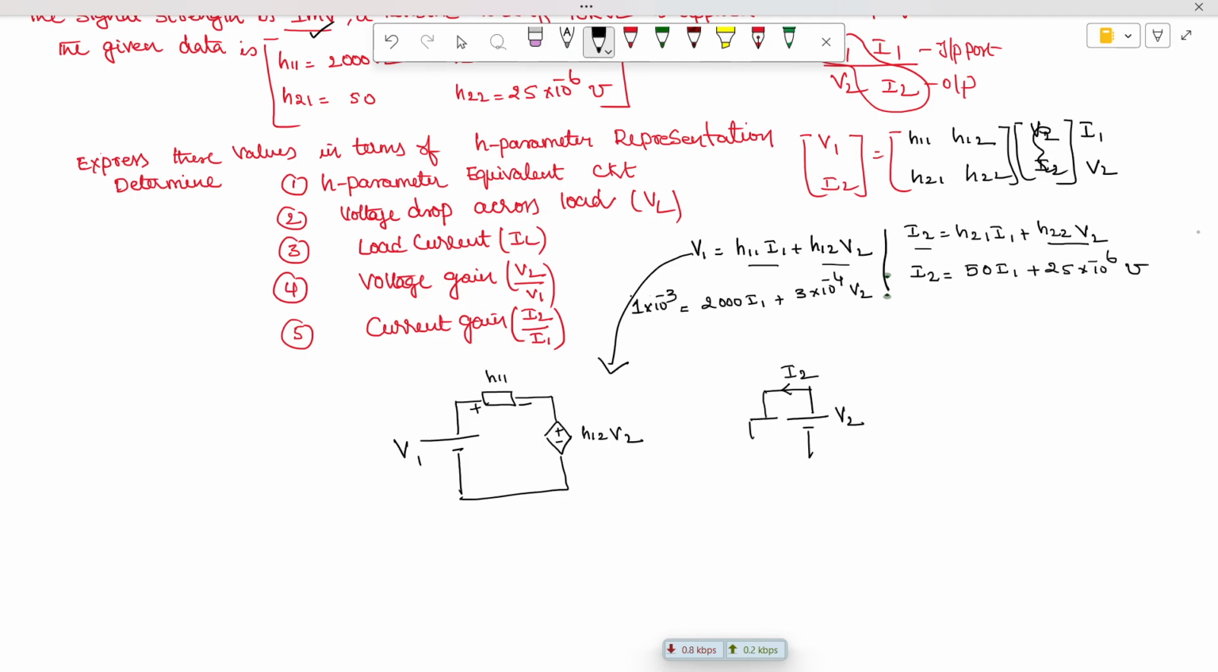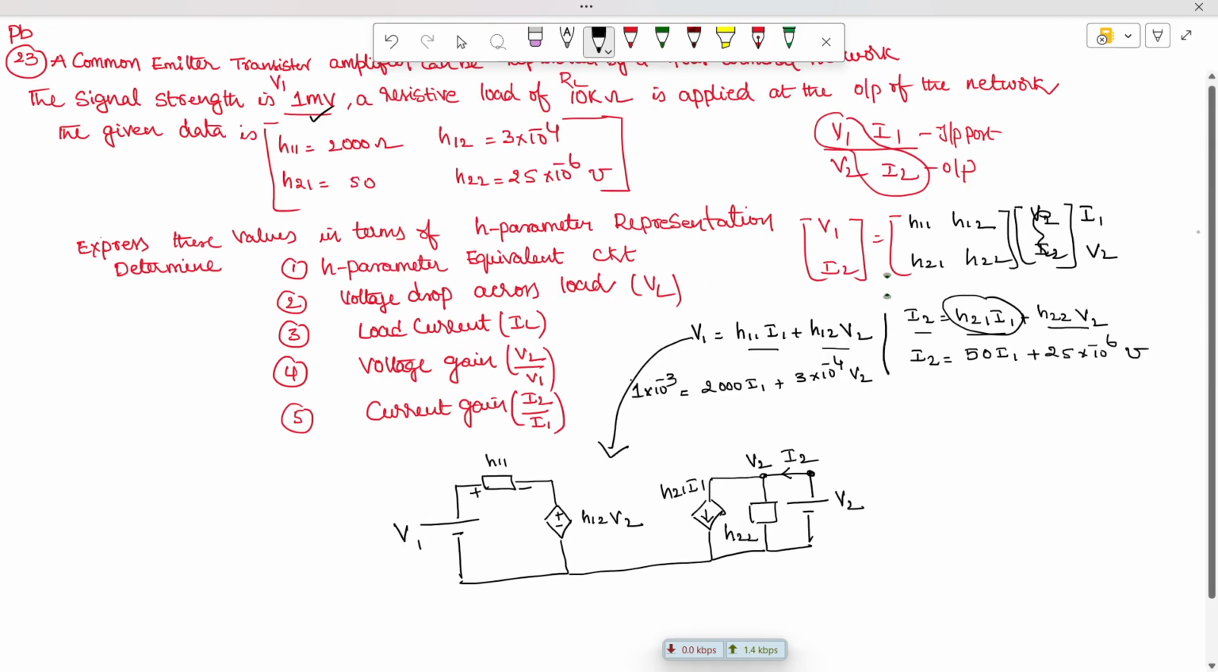Here the output port values are H22 V2, so here we are going to have the parameter which is nothing but H22. The voltage at this point is V2, therefore our voltage at this point is also V2. H21 I1 is linked with the input port, but we have to draw it in the output port. So that's why we represent it with a dependent current source flowing in the downward direction. The magnitude of this value is H21 I1. Just substitute the values given in the problem.